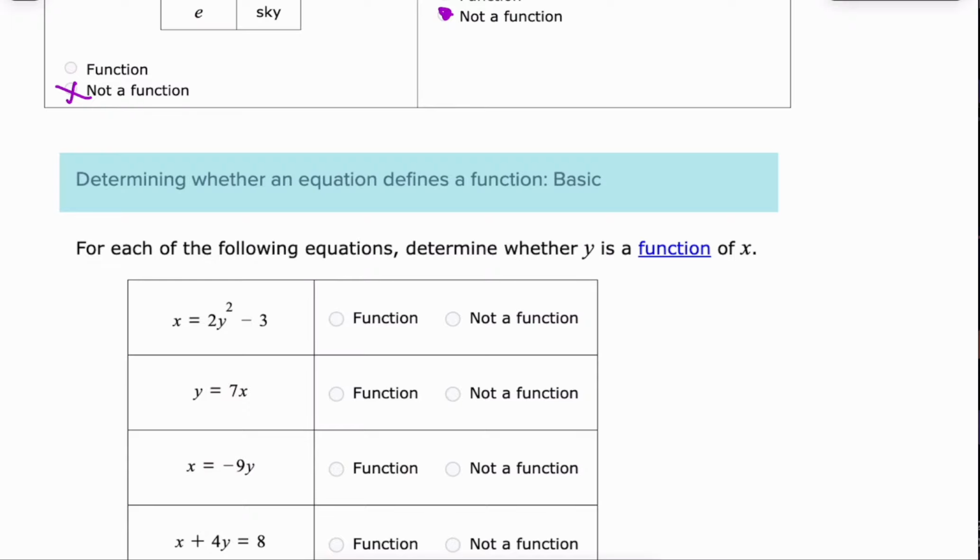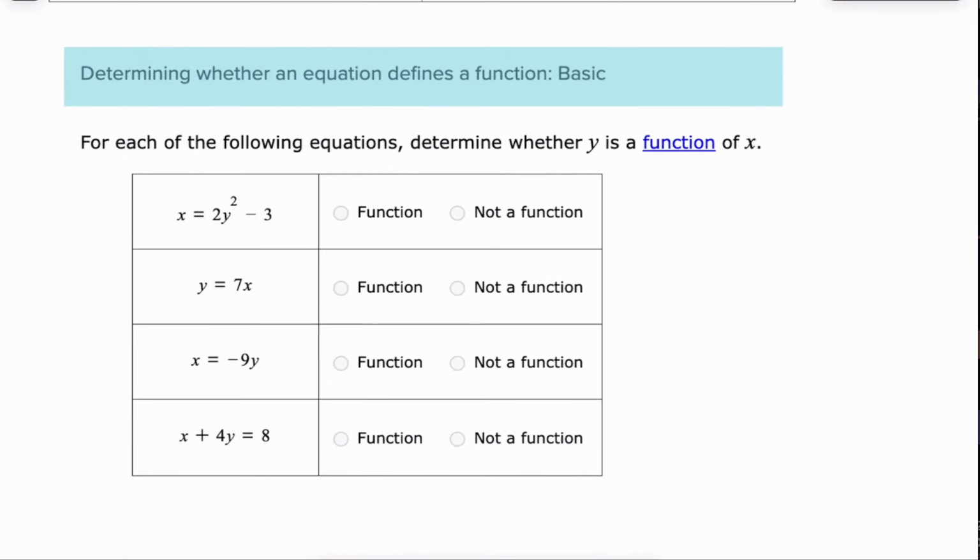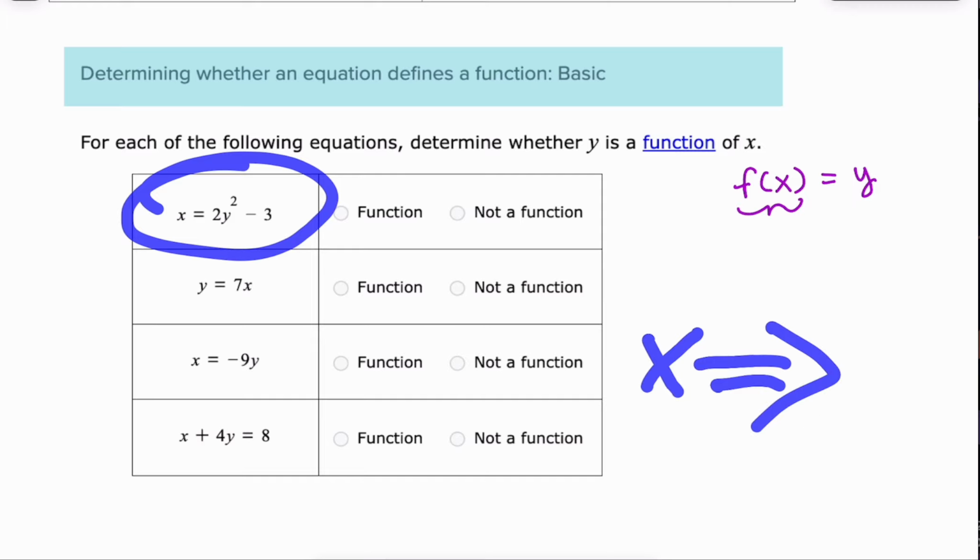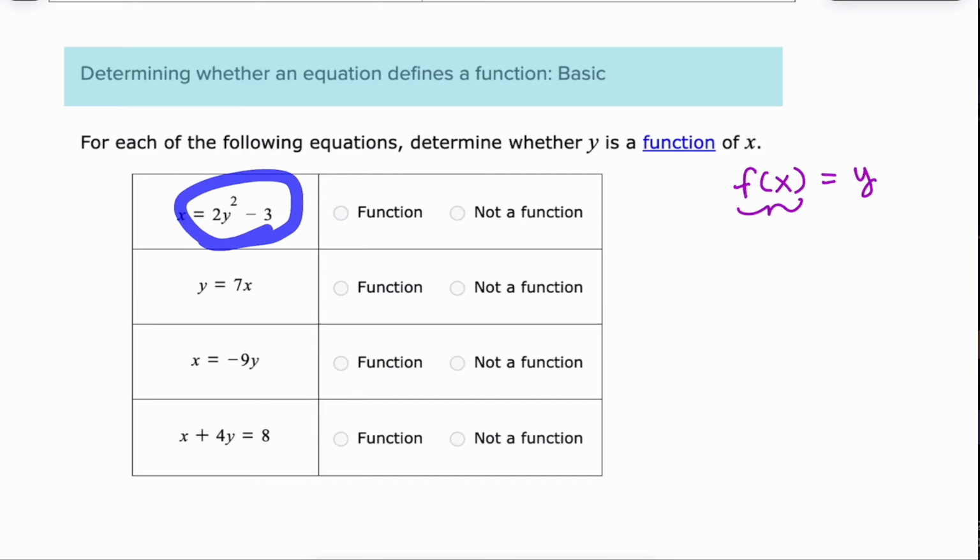Now, what about equations? It says here, for each of the following equations, determine whether y is a function of x. So there's some function notation we have talked about in the past, function of x. You'll notice that our first one here says x equals, and it is a function of y's. It's a good indication that if the y has powers on it, especially even powers, it is not going to be a function. Technically, if you were to graph it, it would be a parabola lying on its side. Because of that, you can see that this x value is paired up twice. This x value is paired up twice, so it would not be a function.